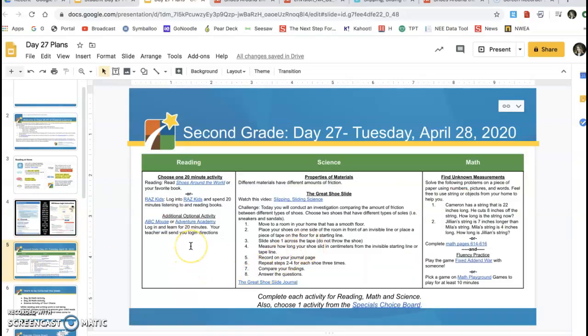And then, of course, there's the choice of reading their favorite book as well. But just kind of 20 or 30 minutes of reading for today.